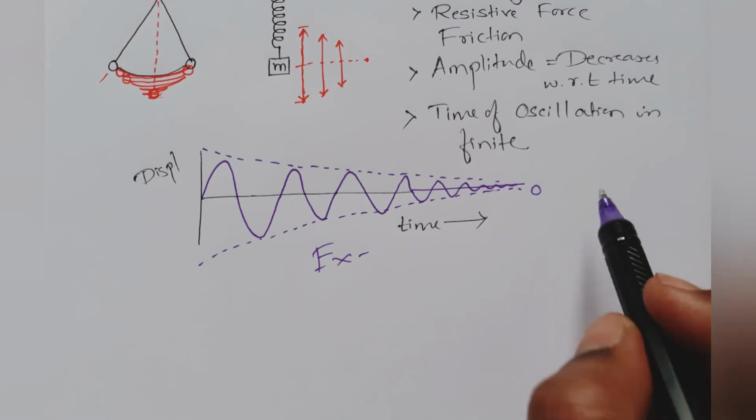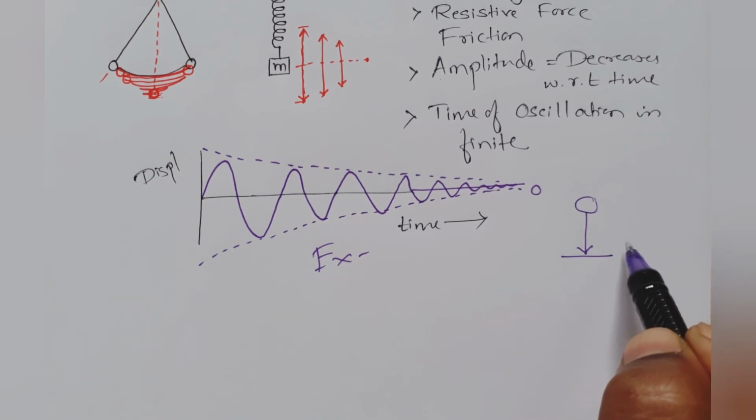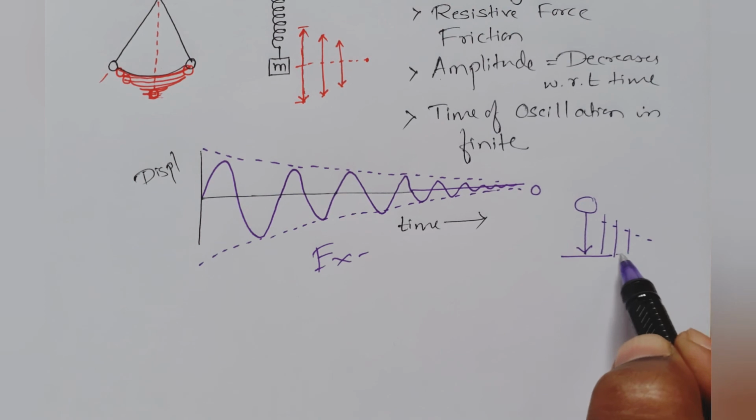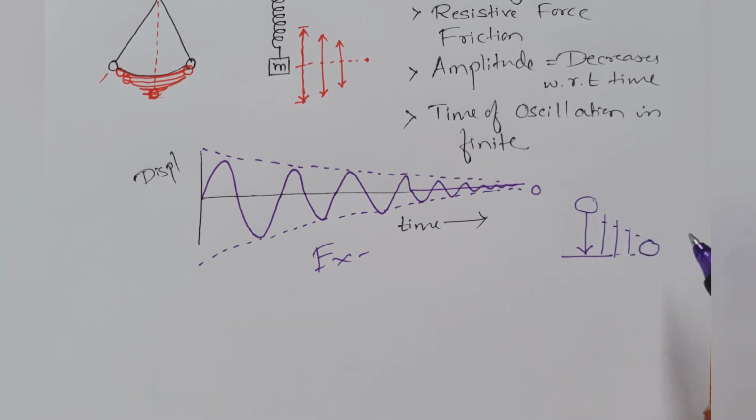Or when you take a ball, when we leave it down, it bounces and stops. After some time the height will decrease. The height of the ball will decrease and it will stop bouncing after some time. So these are the examples of the damped oscillations.